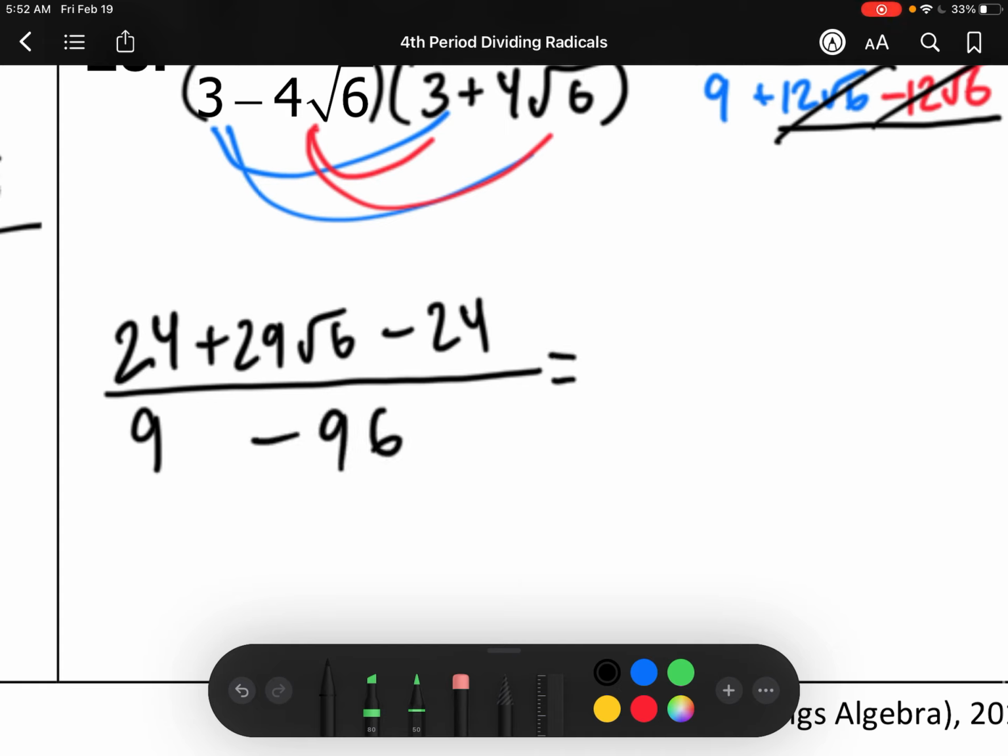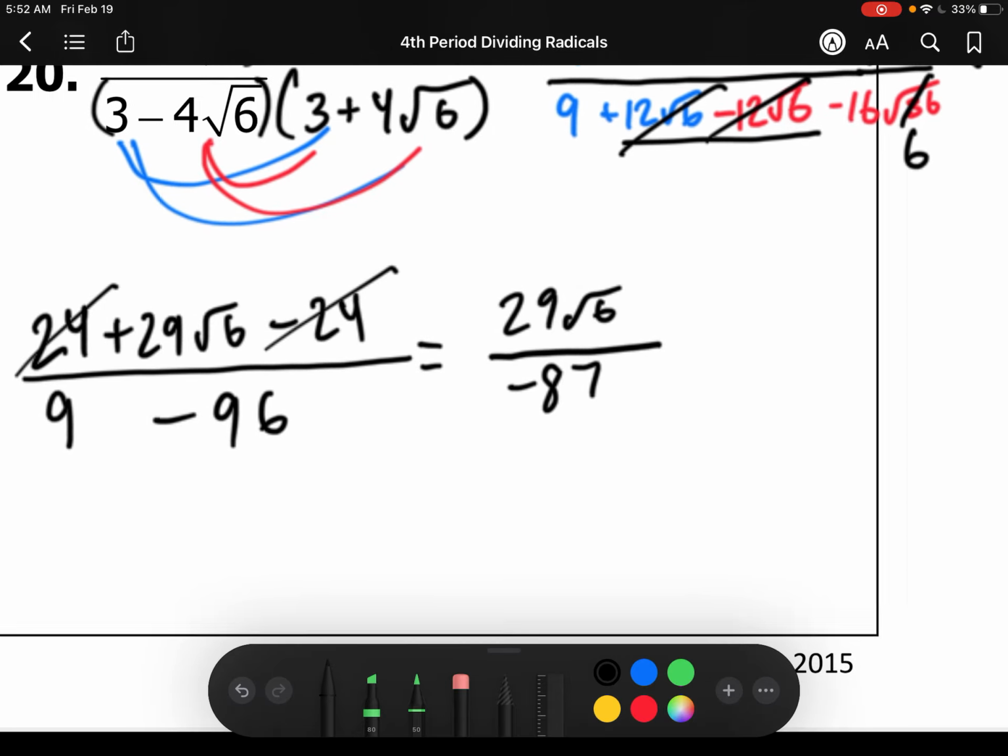Right, so let's go ahead and simplify now, right? We can combine these two like terms, right? 24 minus 24 cancels out, right? So in our numerator, we are left with 29 times the square root of 6. And then 9 minus 96 is negative 87.